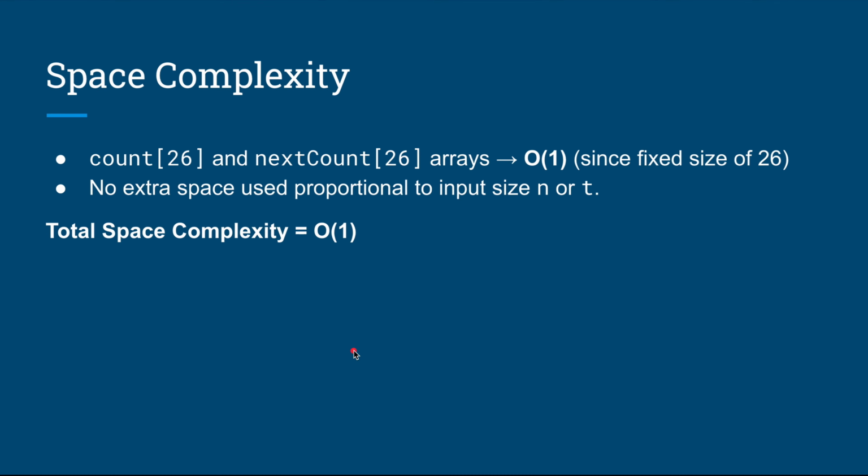If we talk about the space complexity, it is coming what? Count of 26, and the next count is 26 arrays. So it will take O of 1, and we are not taking any extra space. So we will take O of 1, right? I hope you understand this video.